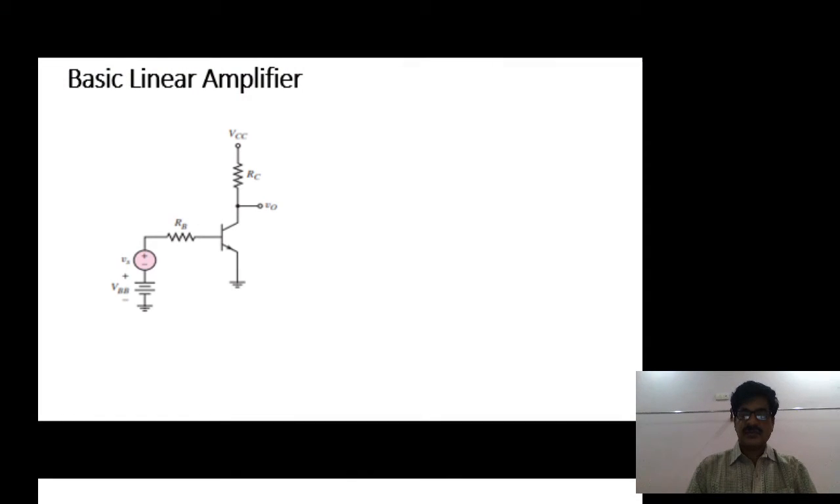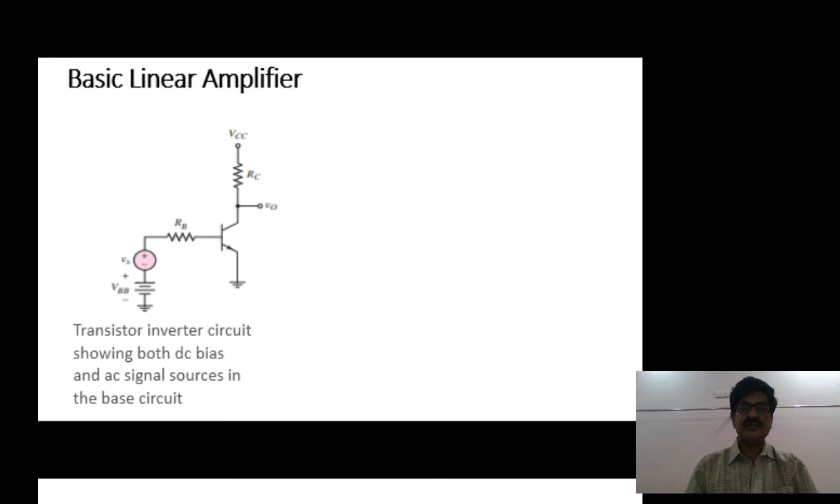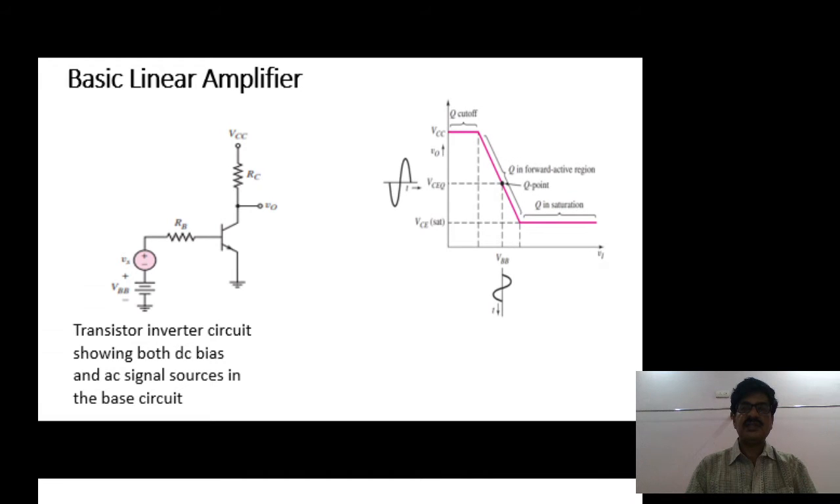So this is the transistor inverter circuit. Transistor inverter circuit with DC biasing, and a signal source is connected at the base. Since it acts as an inverter, its output is always the complement of the input. So if you observe, the diagram shows the inverter characteristics.